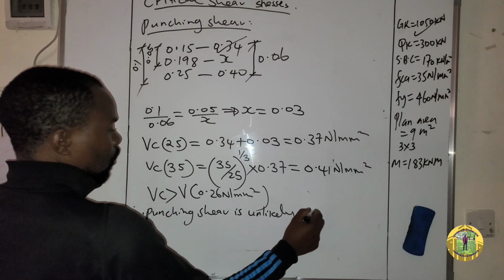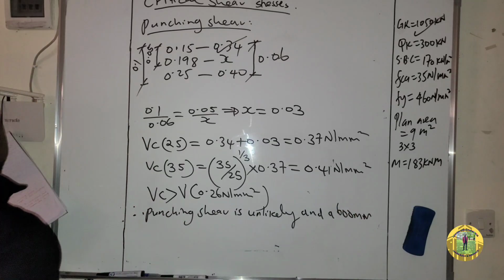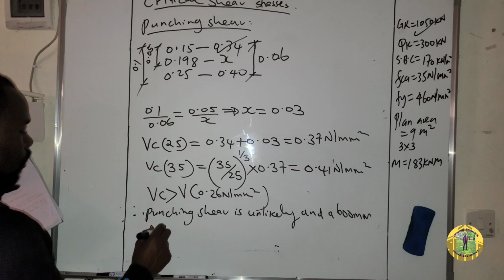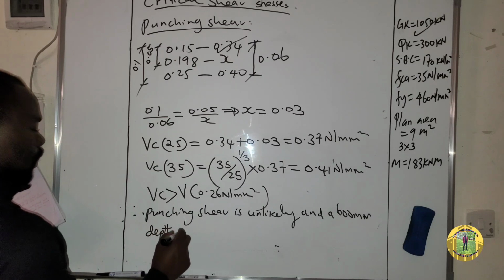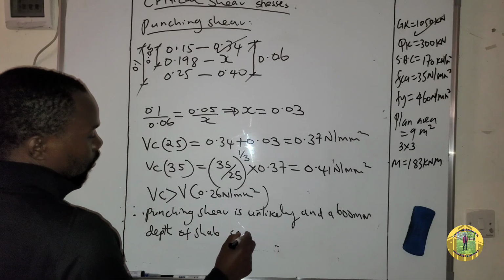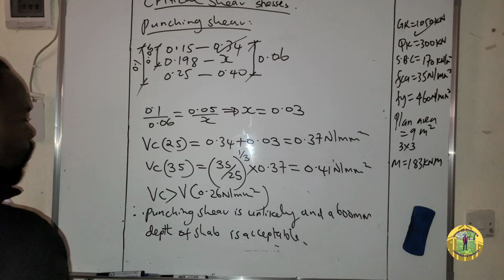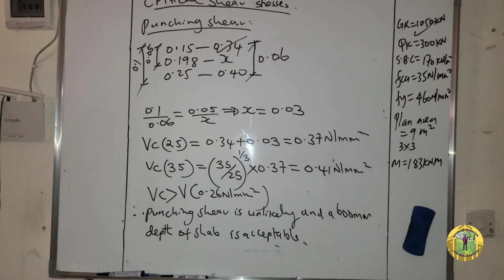And a 600 millimeter depth of the slab is acceptable. What about if the vc was less than v? It means if our vc was less than v, then the punching would have occurred.